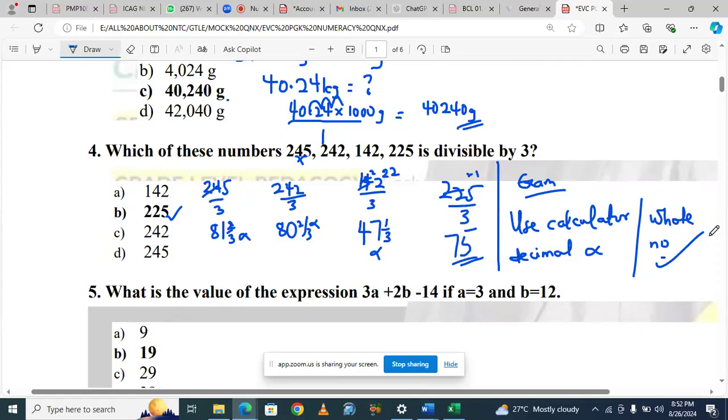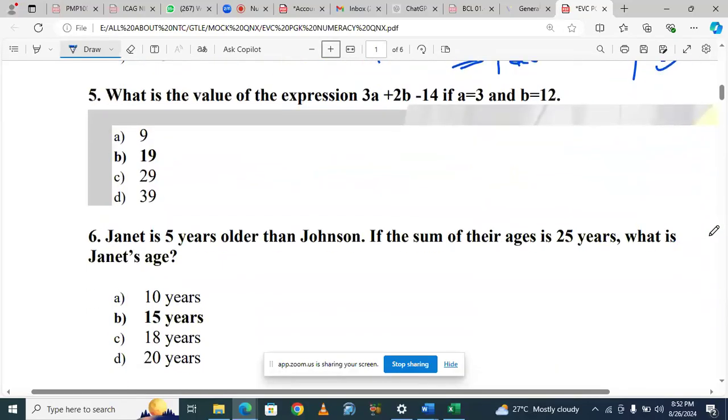Yes. Now, what is the value of the expression 3a plus 2b minus 14 if a equals 3 and b equals 2?